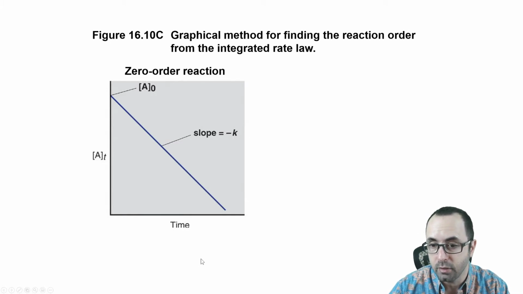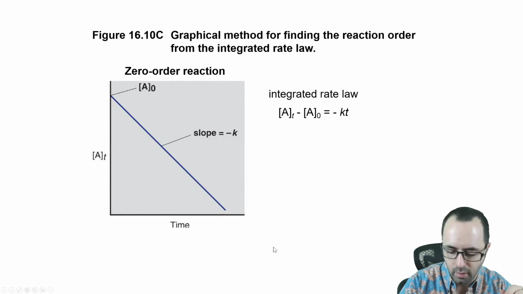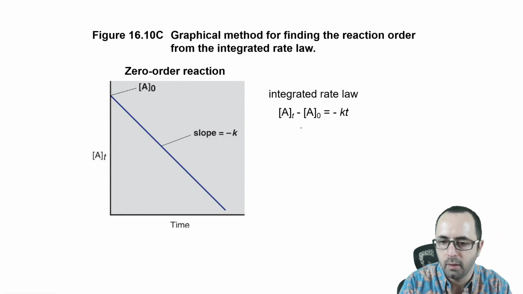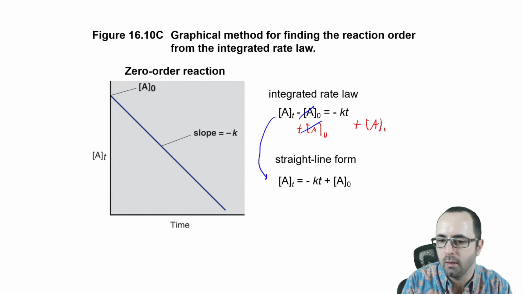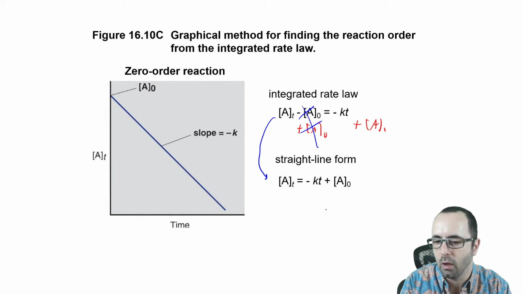If you have a zero order reaction, that one is kind of the simplest to show. If we add the initial concentration to both sides, so these were the original rate laws that I gave you at the beginning, those will cancel. What's left on the left side is the concentration at time t. On the right side is negative kt plus the initial concentration.